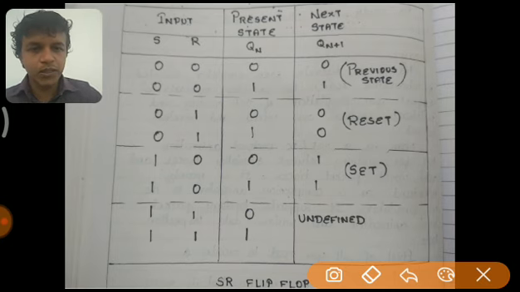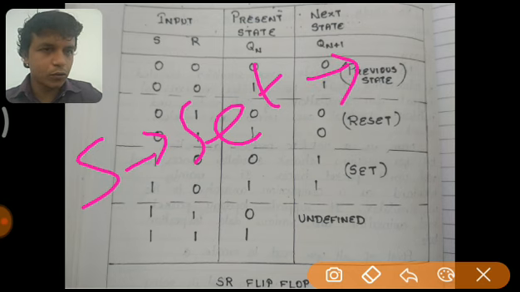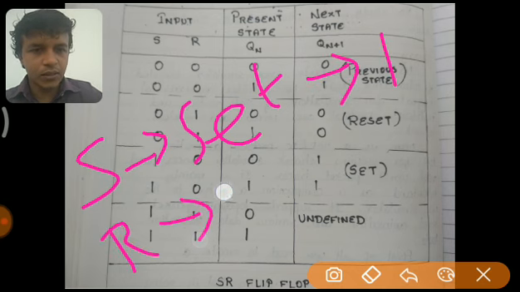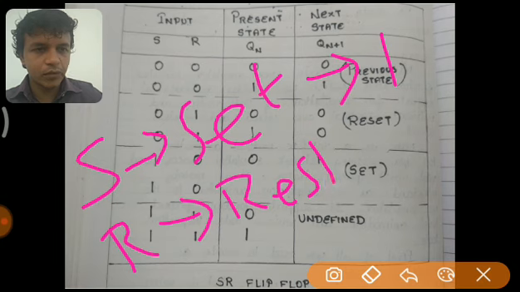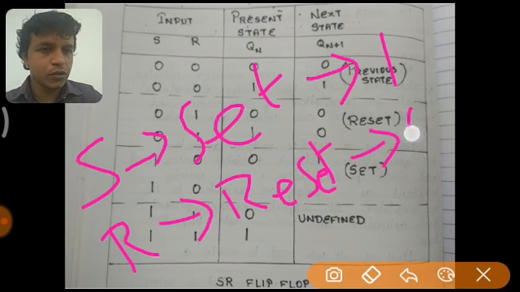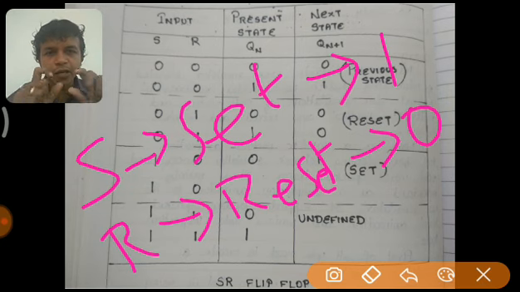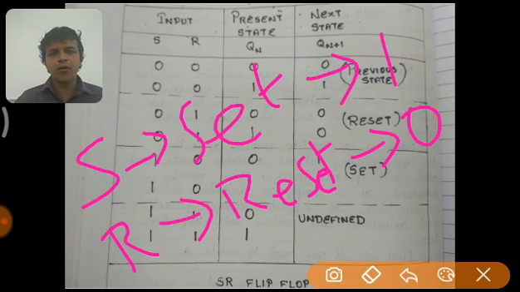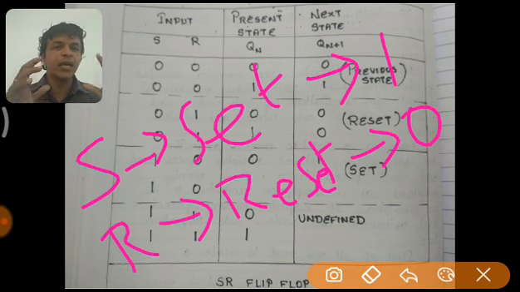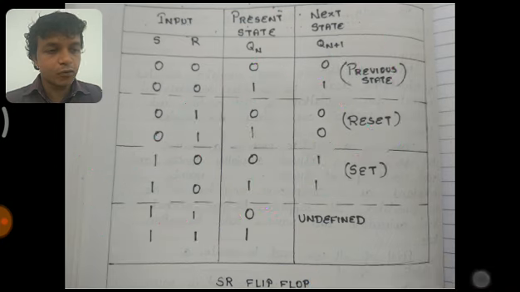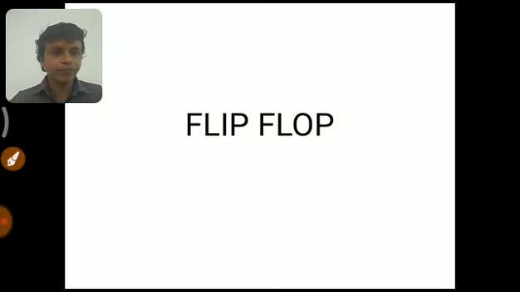So S means we are setting the value to 1, and R means reset, which means we are resetting the flip-flop to 0. This is the main thing. If we have clarity on this, all the flip-flops become very easy. Definitely in this video you can understand all the types of flip-flops very easily. You don't have to memorize, and it will be very easy to understand. It is easily understandable, right?